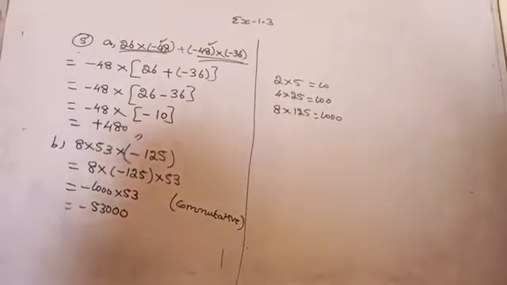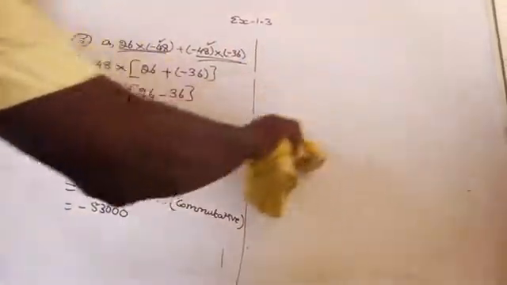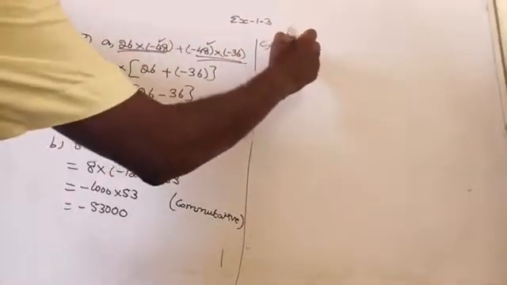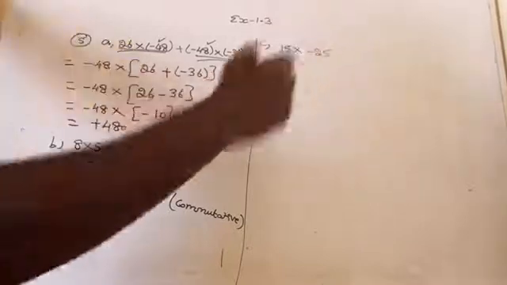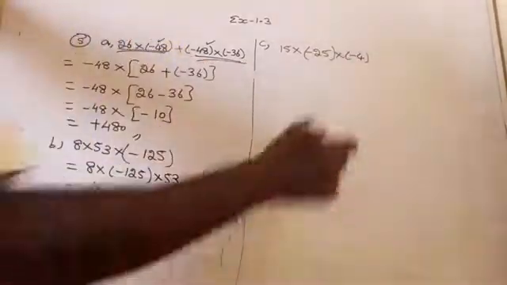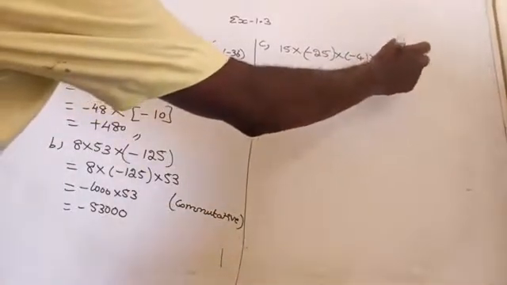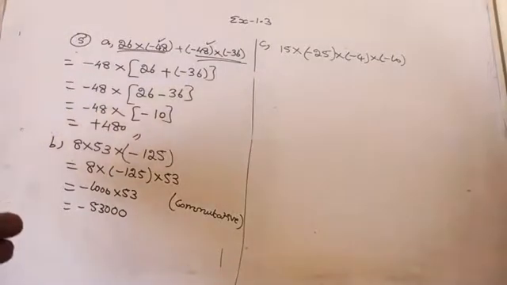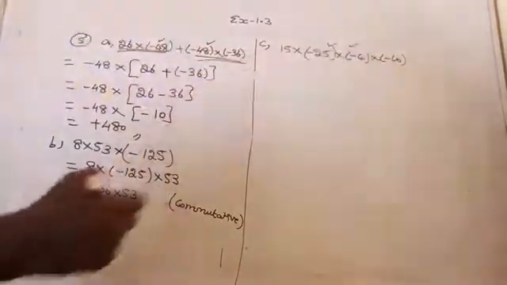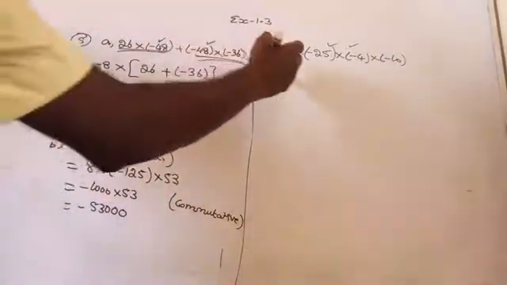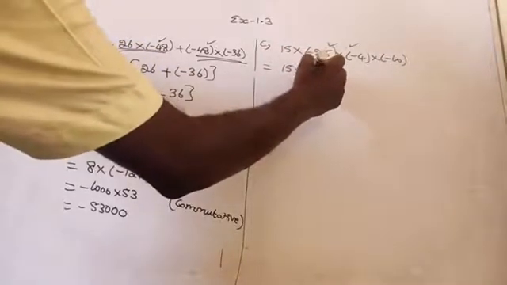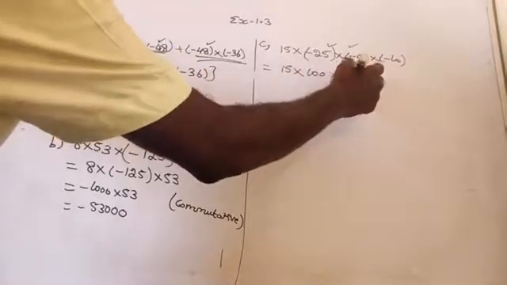Now come to the third part. 15 into minus 25 into minus 4 into minus 10. Now 25 into 4 is 100. So easily we can multiply. So first you perform that one. So 15 into minus 25 into minus 4, minus into minus is plus, 25 into 4 is 100, into minus 10.